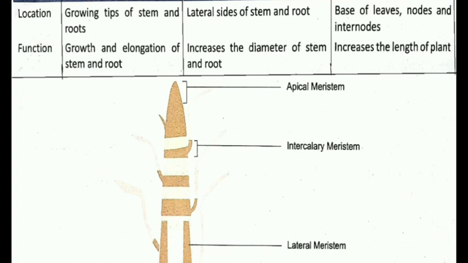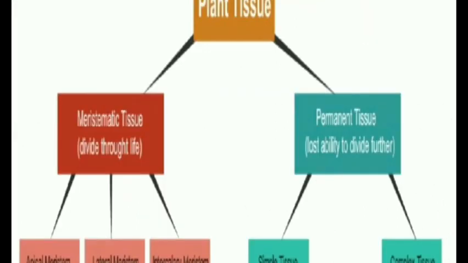Now, coming to the functions. The function of apical meristem is growth and elongation of stem and root. Lateral meristem functions to increase the diameter or the width of the stem and roots, whereas intercalary meristem increases the length of plant. This is all about the meristematic tissue.